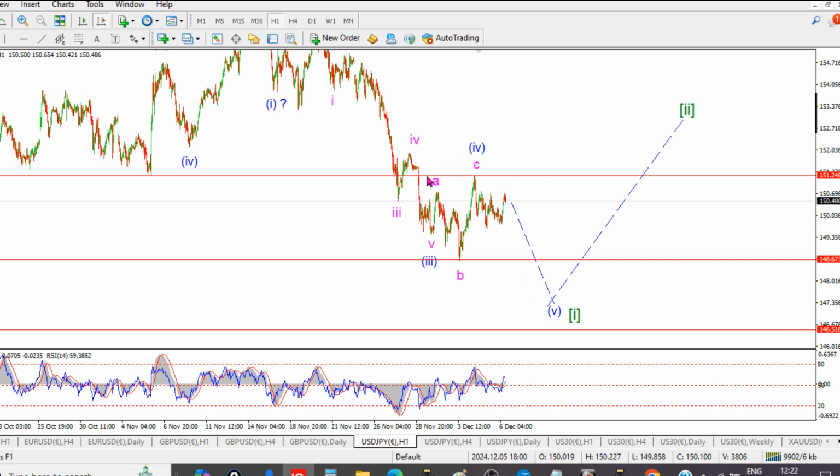The other idea here would be that wave 4 is actually tracing out some sort of a triangle, maybe. So we could have wave A down, wave B up, wave C, D. We'll see. It might clear up by the end of the day. If the range continues to contract and we go sideways again around 150 for an extra day or so, that would suggest that wave 4 is actually tracing out a triangle here.